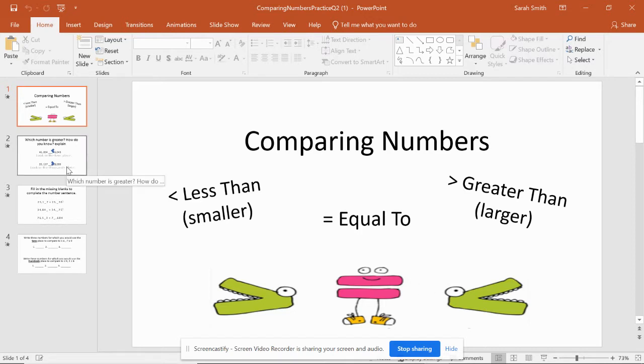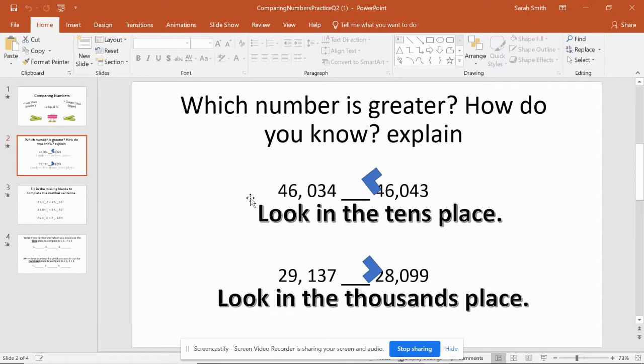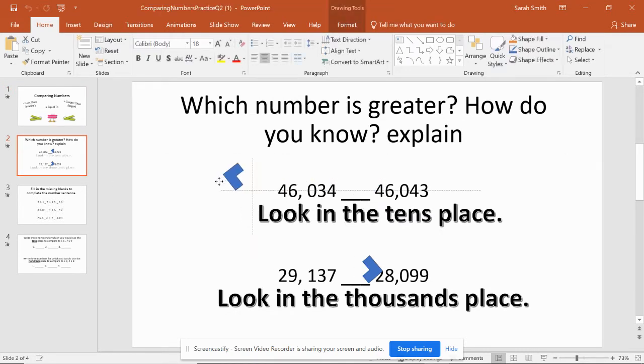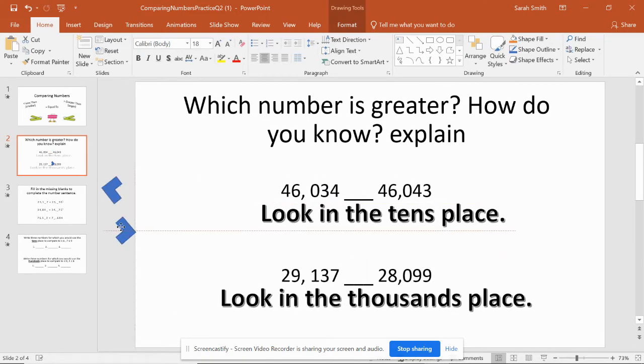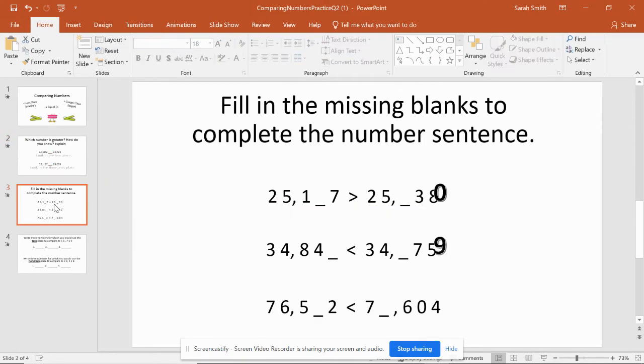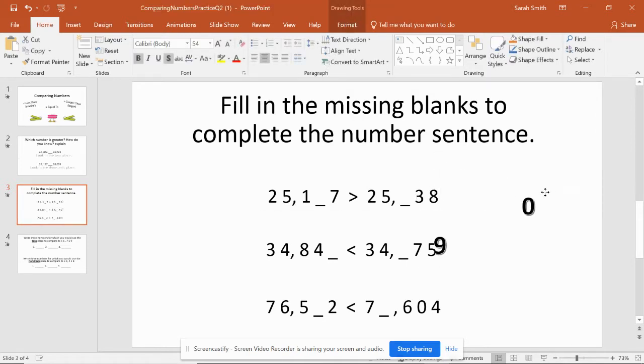All right, so we're going to continue. We've worked on comparing numbers before, and the biggest thing to pay attention to is going from left to right, the highest value to the lowest value, and you don't necessarily need to look at the whole number. Okay, so I'm going to pull these over to the side here. Let's make sure that all these numbers or digits are pulled to the side.